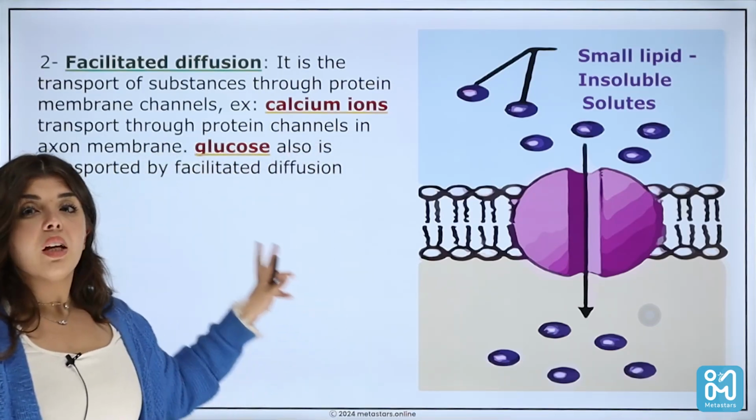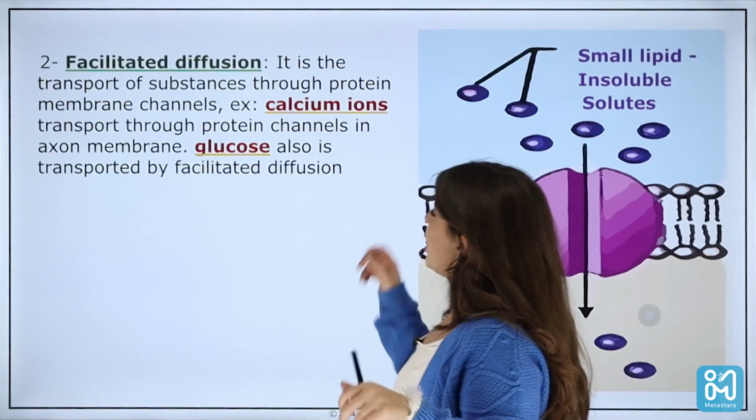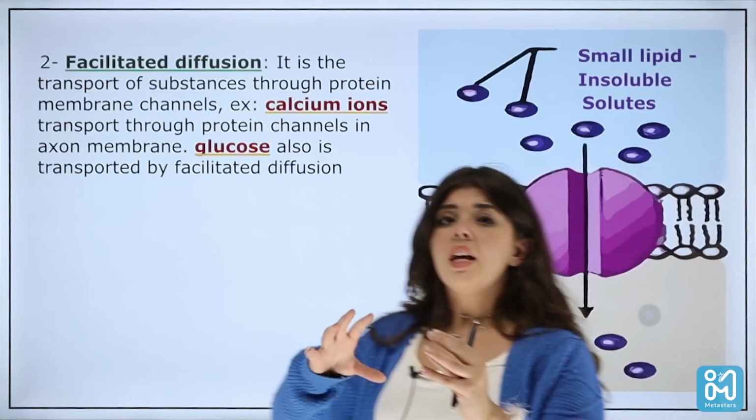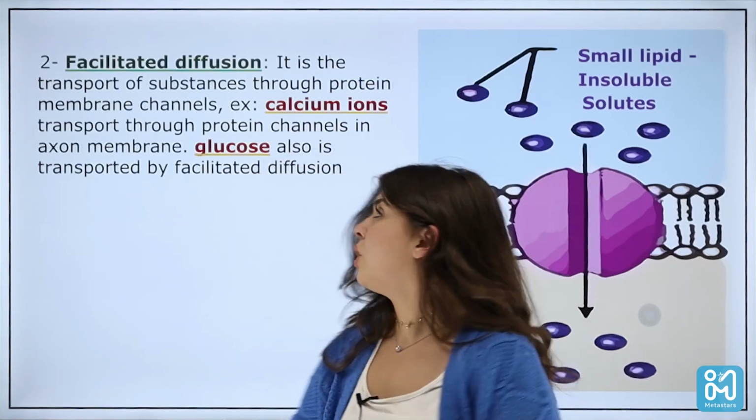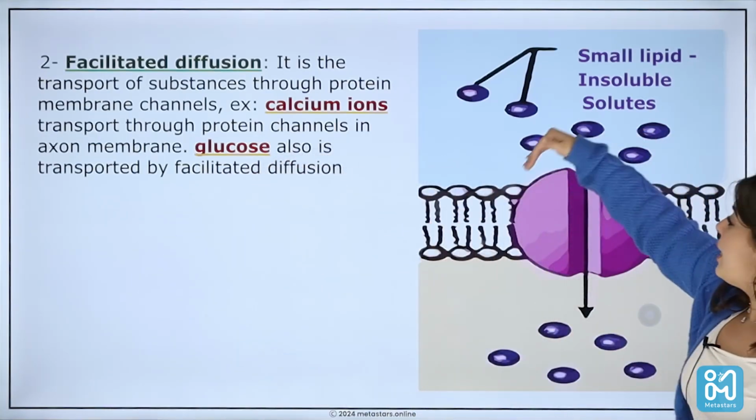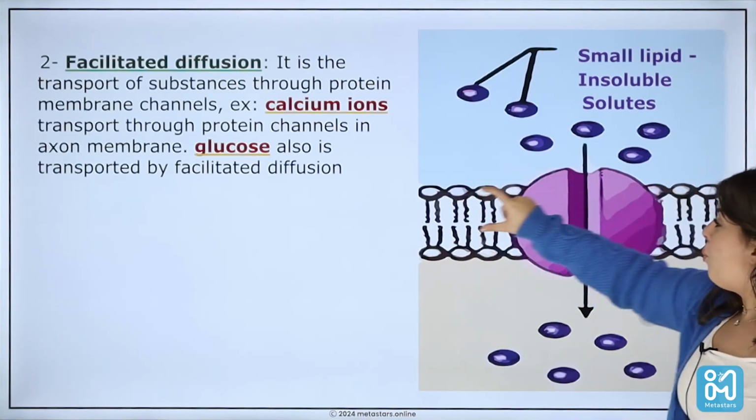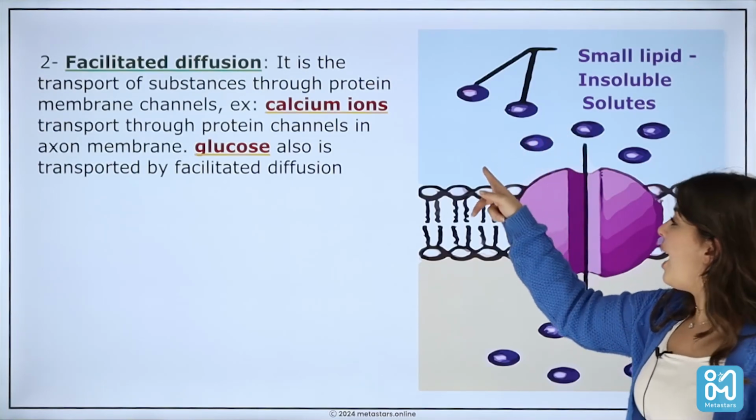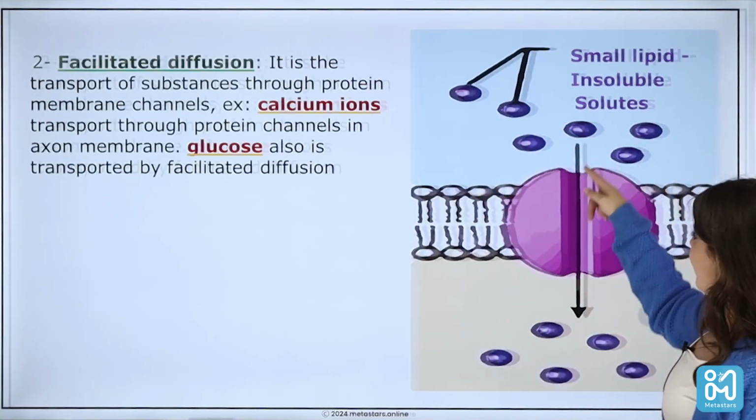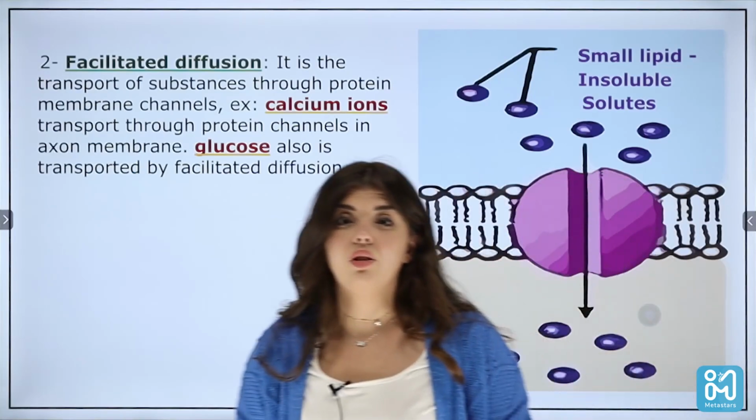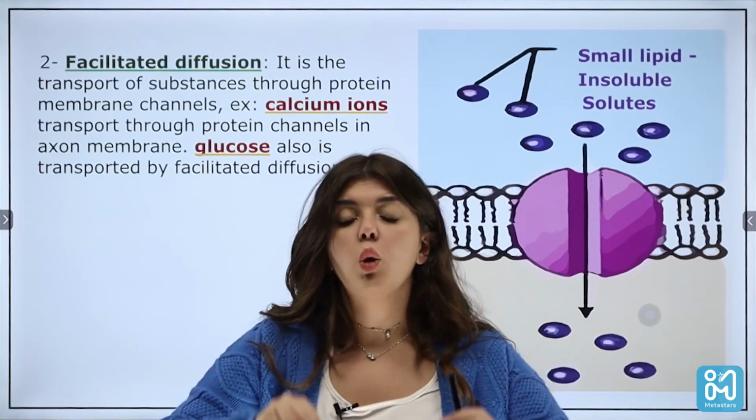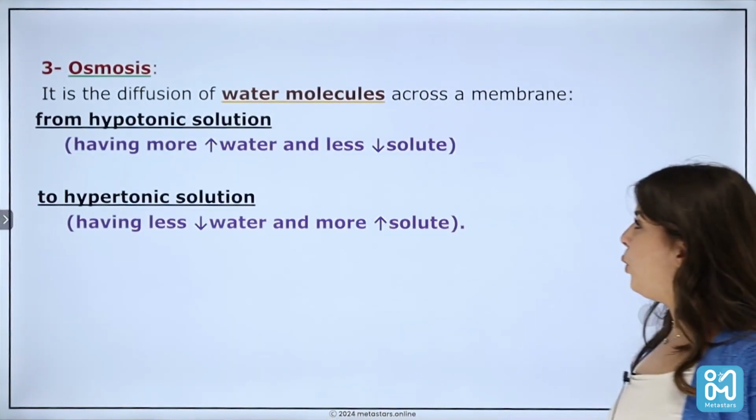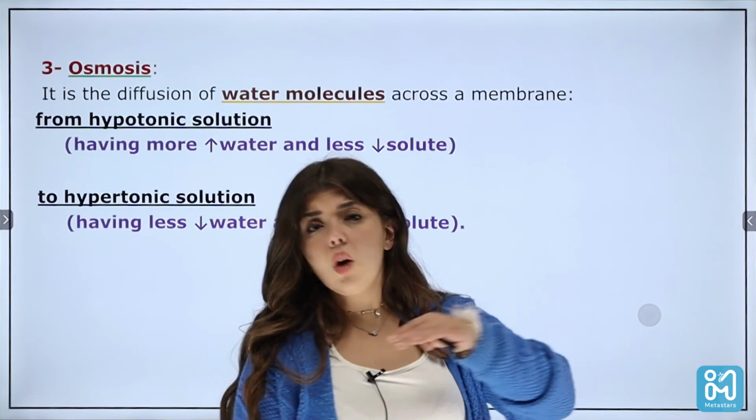Again, facilitated diffusion is a type of diffusion that doesn't need energy, but it needs a channel in order to enter. Calcium ions are positive and can't enter the membrane because the membrane is hydrophobic and calcium ions are hydrophilic. They can't enter the membrane, so they need a channel to let them enter inside. We are still talking about passive transport.